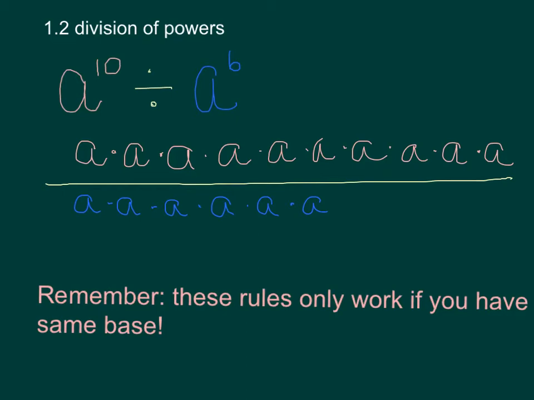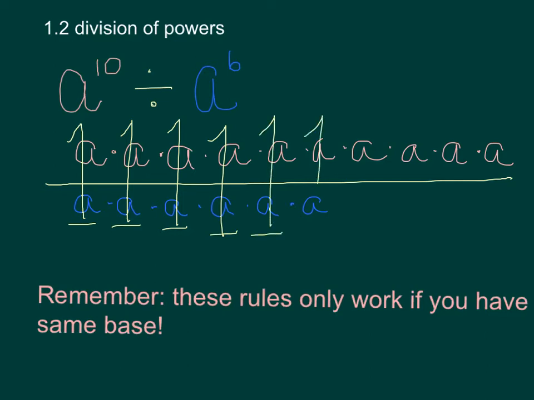Okay. So what happens when I have a divided by a? What does a divided by a equal? A divided by a equals 1. A divided by a equals another one. A divided by a, another one. How many of those ones can I make? 1, 2, 3, 4, 5, 6. Okay, so 6 ones.